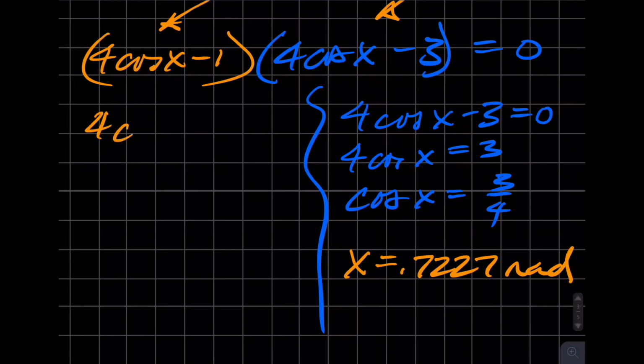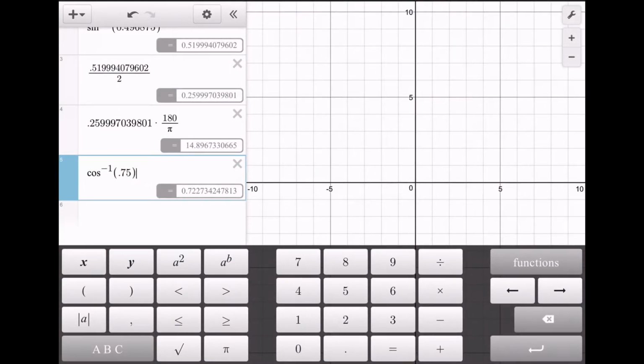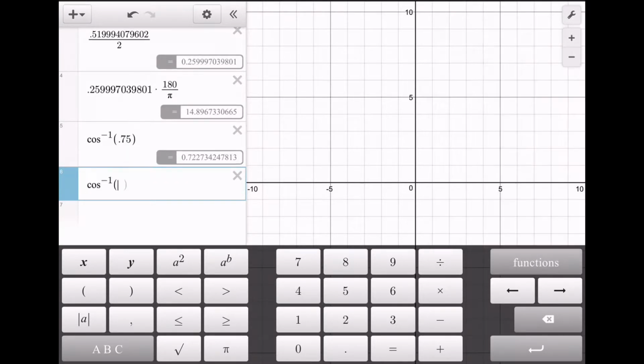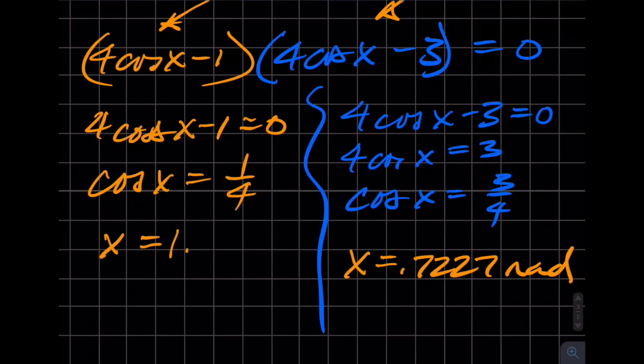And then if I look at this orange side, equals 0. Add 1 to both sides and divide both sides by 4. So I get 1/4. I take the inverse cosine of both sides and I get x equals inverse cosine of 1/4, which is 0.25, which is 1.3181 radians.